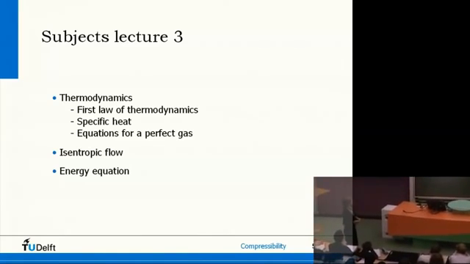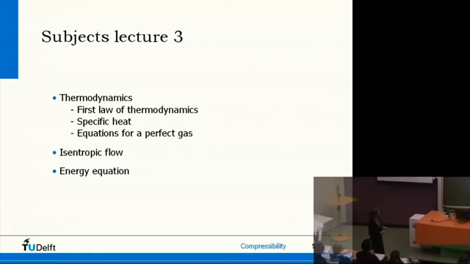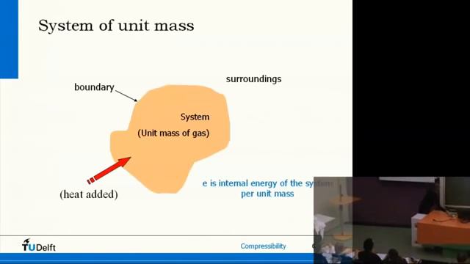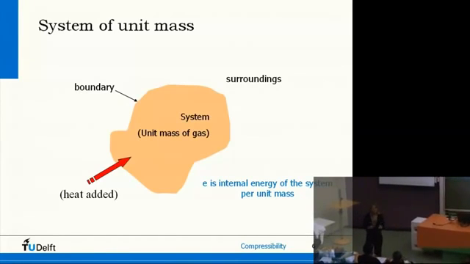So thermodynamics, the first law, specific heat and equations for a perfect gas, isentropic flow, and I'll work my way up to the energy equation. So what are we talking about? Well, we're talking about systems of unit mass, and the first law of thermodynamics says that the internal energy of this system, and we're talking always per unit mass.